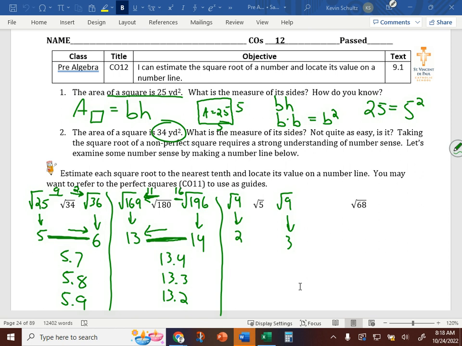And what estimation did you ultimately come up with? Josie? 2.1? Penelope? Did you have your hand up? Oh, Nolan? 2.2?